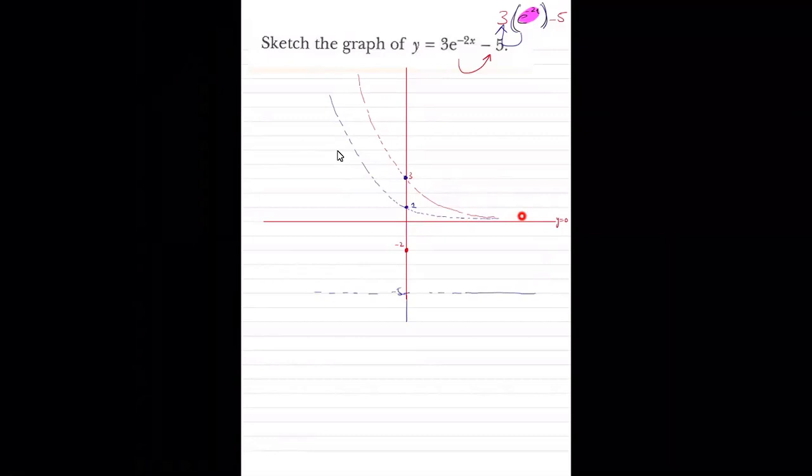Previously, the x-axis was the asymptotic line. Now, since the entire graph is shifting by 5 units downwards, this asymptotic line is also going to shift by 5. And as you said, it is going to pass through minus 2. So the general sketch is going to be something like this.